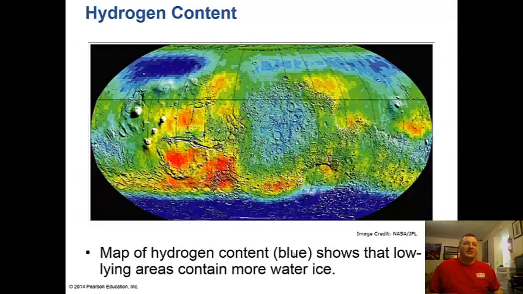We can map the hydrogen content in blue here on the surface of Mars. It shows that low-lying areas contain more water ice. And so there are 2 ice caps on Mars. The North Pole ice cap is carbon dioxide, or dry ice, and the one on the South Pole is a water ice cap.